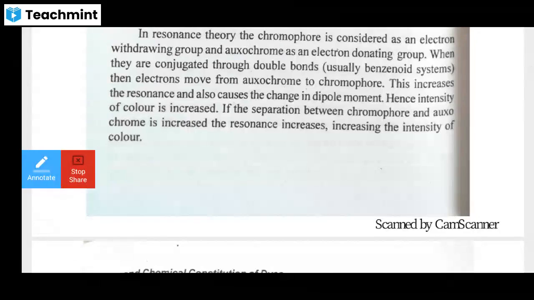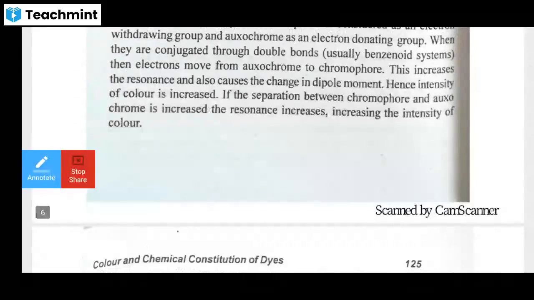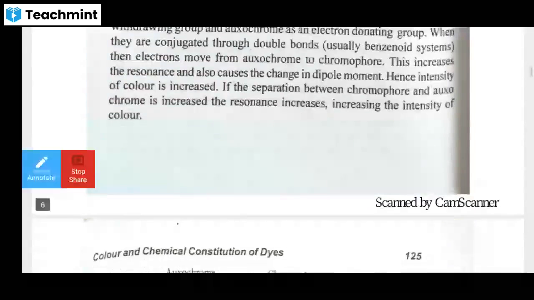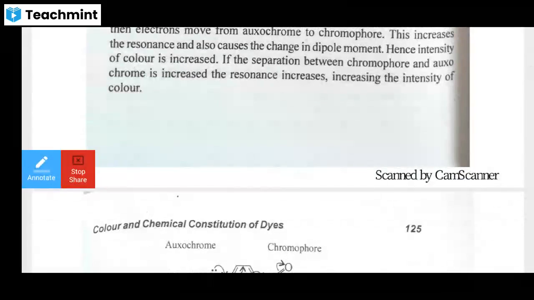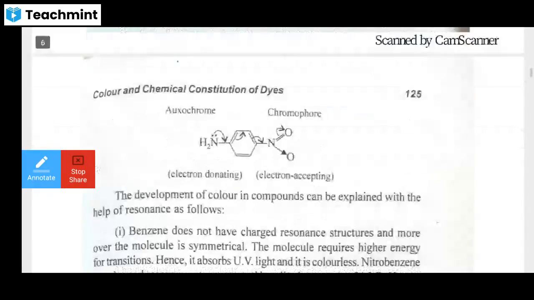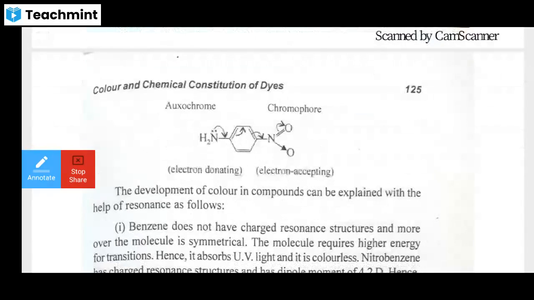So in resonance theory, the chromophore is considered an electron withdrawing group and the oxochrome an electron donating group. When they are conjugated with double bonds, they increase the conjugation in the molecule. This increases the resonance structures and also causes changes in the dipole moment, and hence the intensity of the color increases. And if the interaction between the chromophore and oxochrome increases, the resonance increases and increases the intensity.